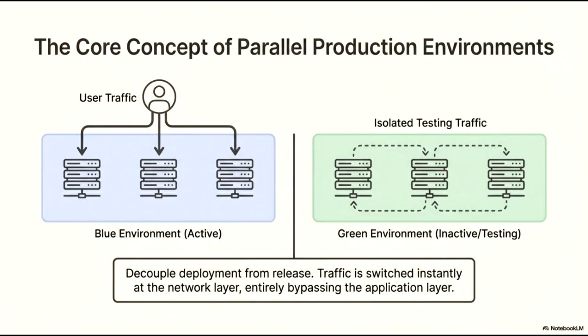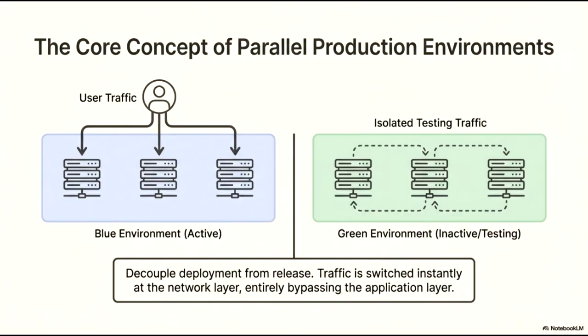On the left, the blue environment is active, handling all live user traffic and representing the current stable version of the application. Simultaneously, we maintain a green environment, as shown on the right. This environment is currently inactive for general users, providing an isolated space for rigorous testing with dedicated traffic, completely separate from the production load. By utilizing these parallel environments, we effectively decouple deployment from release.